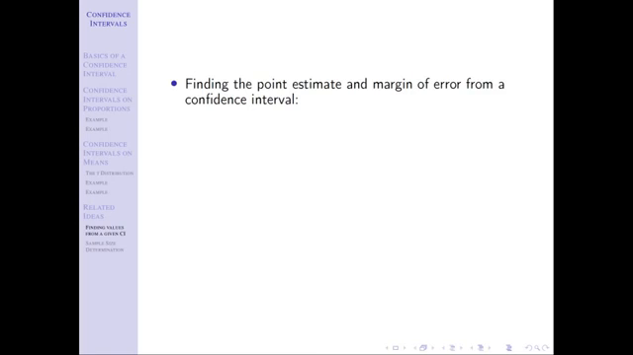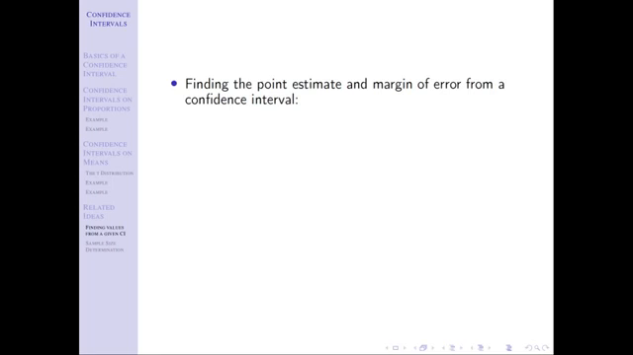So the first one is finding values from a given confidence interval. And this is where we just want to point out that we know how to find a confidence interval. That's point estimate plus and minus margin of error. And so if I were to give you the upper and lower bounds of the confidence interval, I should then be able to work backwards in order to find the point estimate and the margin of error.